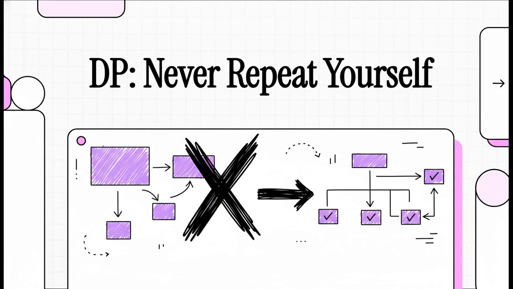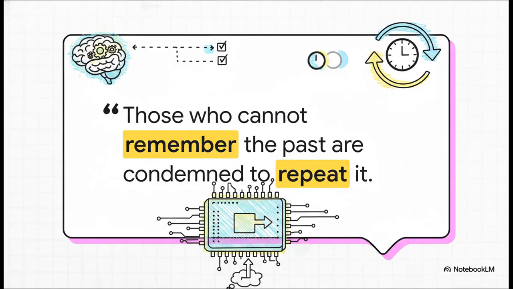problem twice. In this quote from George Santayana, it just hits the nail on the head. Those who cannot remember the past are condemned to repeat it. In the world of computers, that's not just some philosophical musing. It's a very real, very expensive problem. Repeating your work can literally grind a program to a halt. So you can think of dynamic programming as a brilliant way to give our programs a memory.